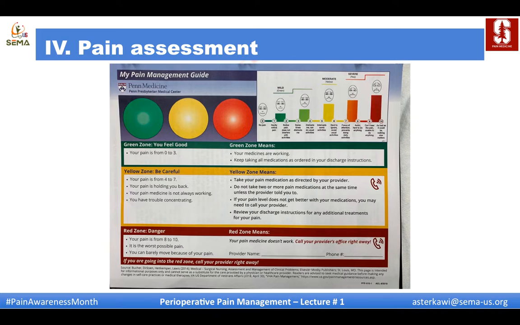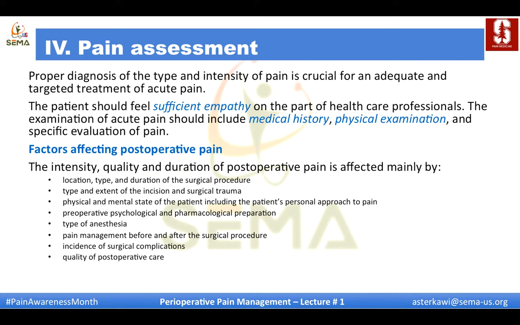From 0 to 3, usually it's mild pain. From 4 to 7, it's moderate pain. And from 8 and above, severe pain. And each one should trigger a different response for pain management, with different strength, doses, and route of access. Proper diagnosis of the type and intensity of pain is crucial for adequate and targeted treatment of acute pain.